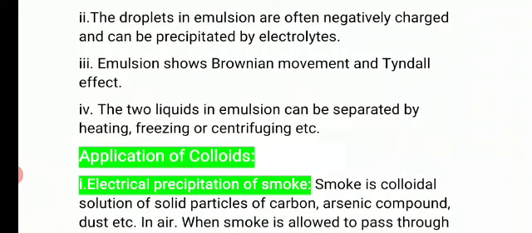Understood? The third point is emulsion shows Brownian movement as well as Tyndall effect. Okay, Brownian movement means the zigzag movement of the particle. Understood? So here the emulsion being a colloidal particle only, or being one of the types of colloidal solution or colloidal dispersion, it does show the Brownian movement. Brownian movement means the movement of a colloidal particle in a zigzag manner.